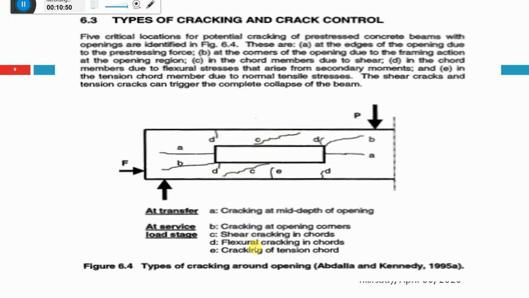And then there will be flexural cracking in the chords. Flexural cracking, in terms of bending, will happen like this, here and here. The cracking of tension chords is the most dangerous. These are the different cracks which develop when we provide an opening in pre-stressed beams. And in the next slides we can see how the reinforcement is provided to accommodate these stresses.